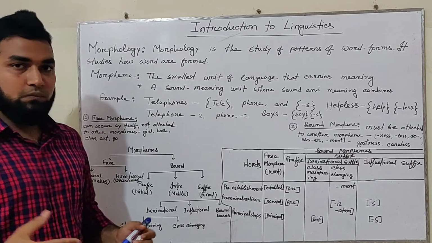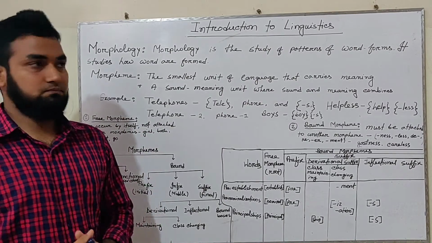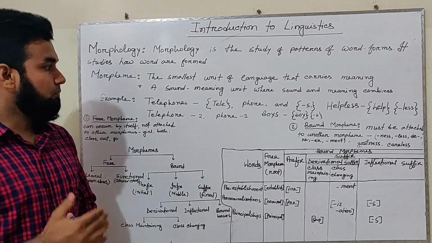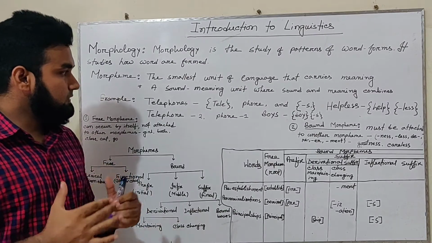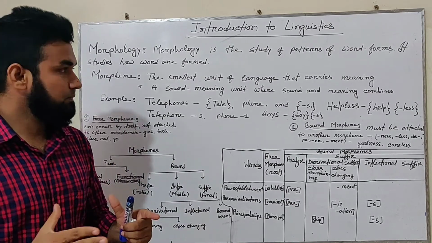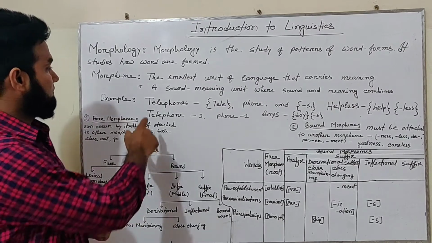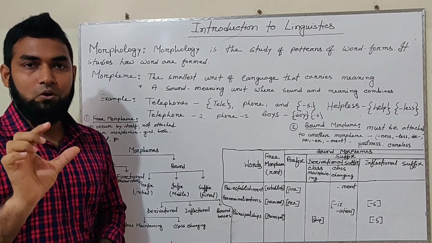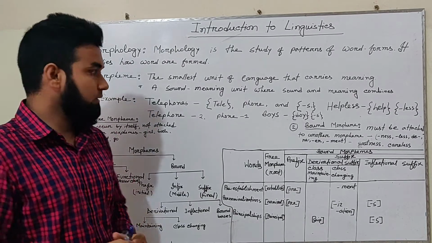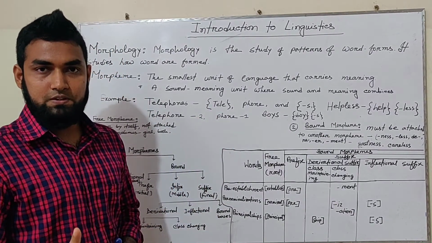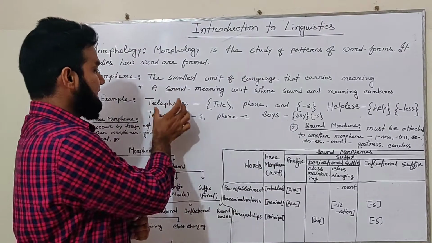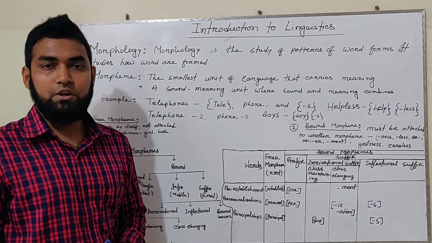Okay, so now we need to know what is morpheme. Morpheme is the smallest unit of language that carries meaning, and it is a sound meaning unit where sound and meaning combine. Okay, for example, telephones. Telephones is a plural word. Here you can get three morphemes: tele, phone, and s.